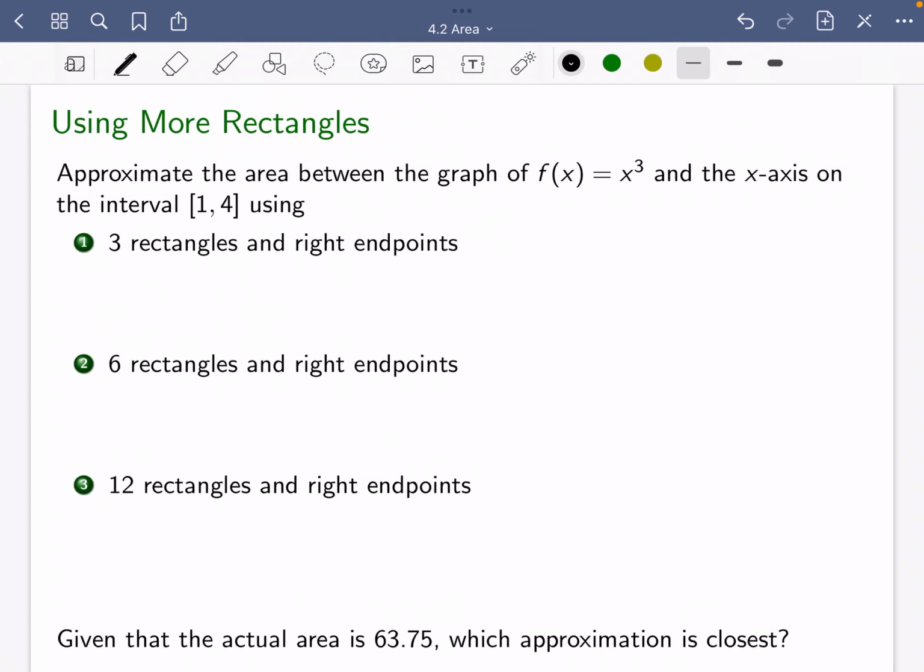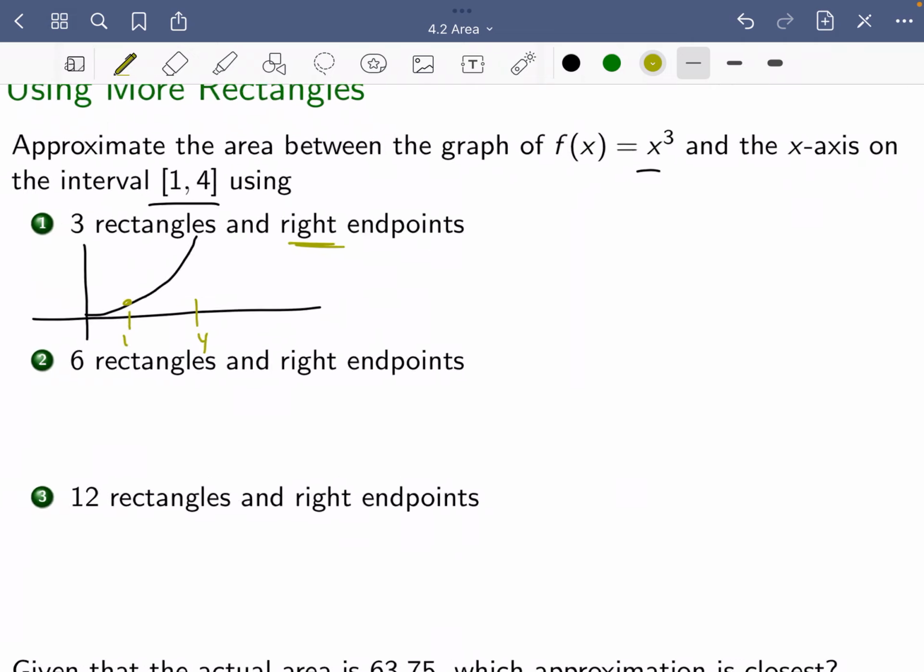In this video, we're going to take a look and see what impact using more rectangles will have on approximating areas under curves. So here we have f of x equals x cubed. On the x-axis, we're going on the interval from 1 to 4. So our x cubed graph looks kind of like this. We're going to go from 1 here up to 4. We're going to use right-hand endpoints.